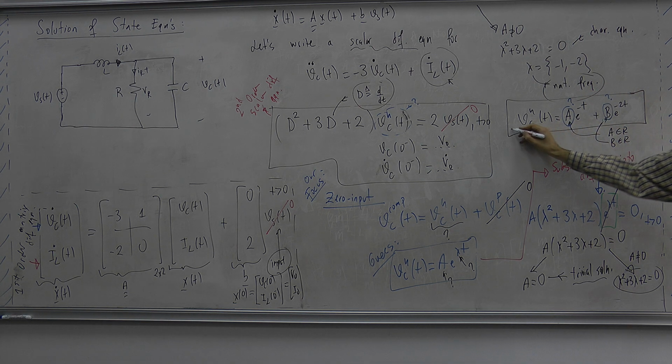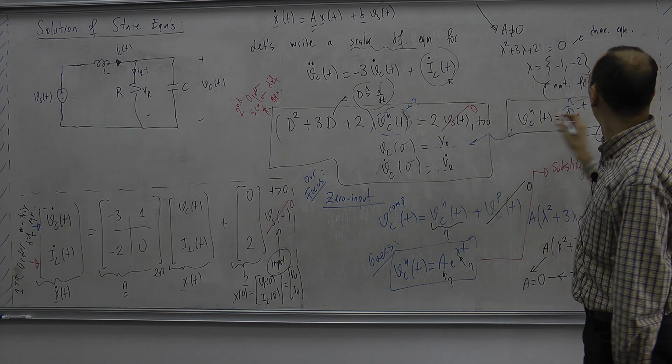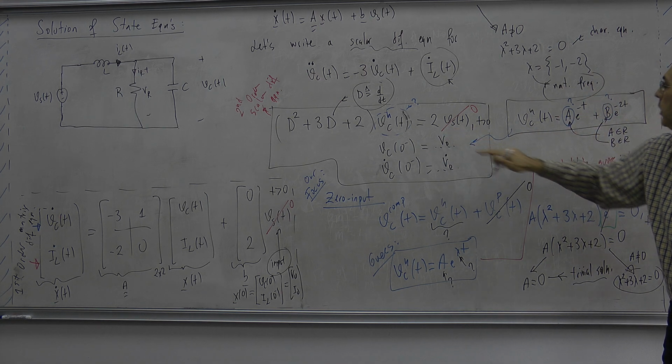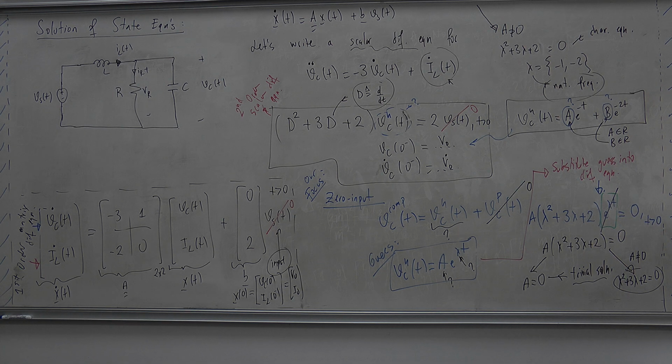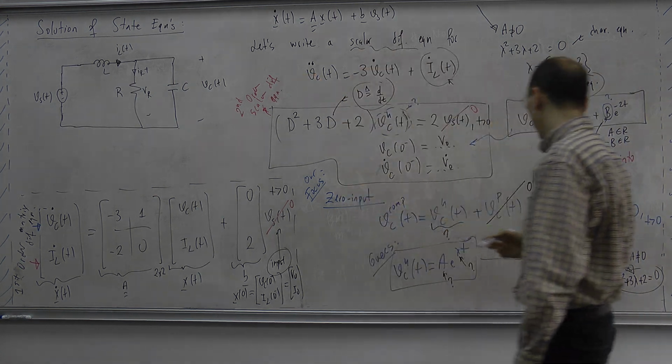Well, we will be finding A and B from the initial conditions. In other words, the 0 plus value will be equal, by continuity, to this. And then from that value you will get two equations and two unknowns. You will be solving at the end from the 0 plus values, and that will be the final answer for this second order scalar differential equation.